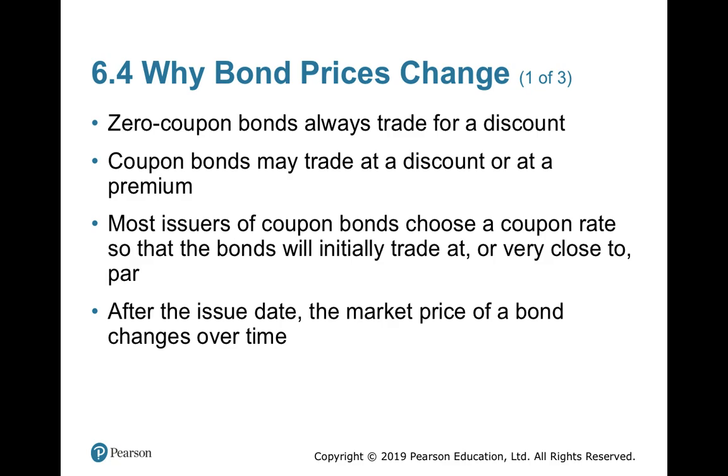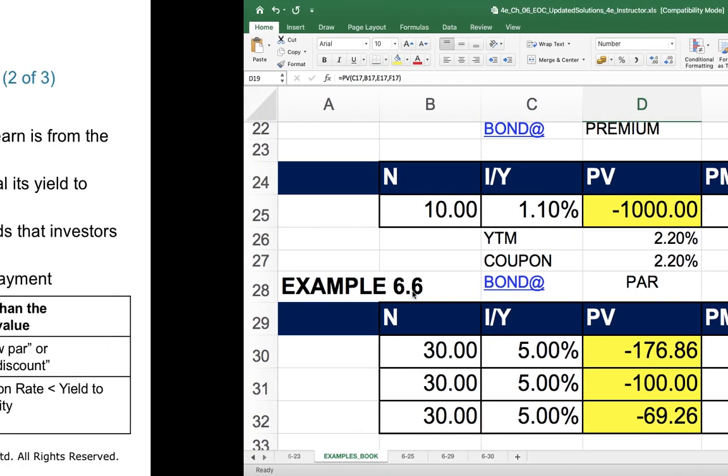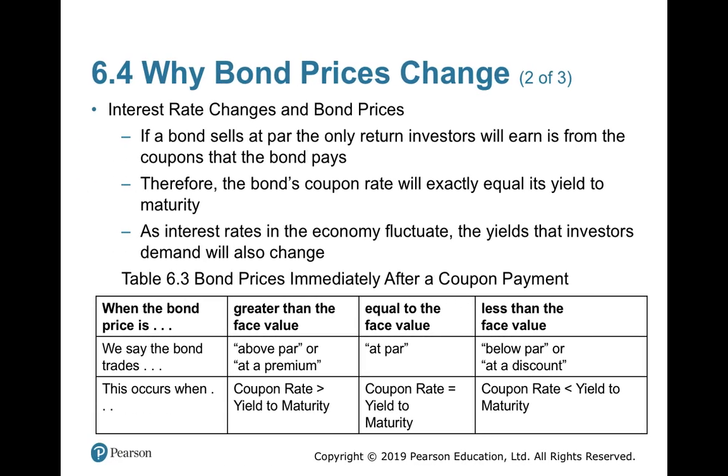After the bond issue date, the market price of the bond changes over time. That's the question now: why does the price of the bond change over time? Here I have shown you in this spreadsheet that if the bond trades above par, we call it above par or at a premium. If it is equal to the face value, we call it at par. If the bond is less than the face value, we call it below par, or some analysts call it a discount.